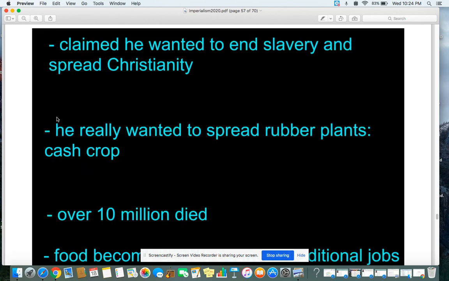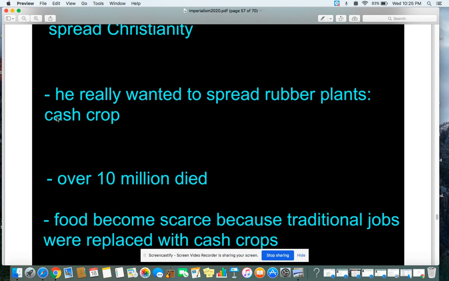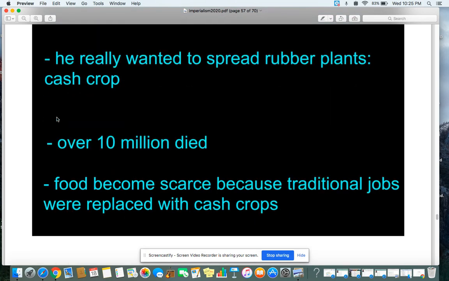So yeah, he claimed he wanted to end slavery and spread Christianity. What he really wanted to spread was rubber plants because it was a cash crop. He wanted to make money. But in doing this, they estimate around 10 million people died in his quest to get rubber plants. It was awful what they did. They'd burn down villages. They'd shoot people. The food became scarce because they were having to go find cash crops. So people who had been farming and farming were told, no, you need to go get rubber out of the trees in the forest, and if you don't, we'll throw your family in jail. We'll hurt your family. We'll hurt you. And so all these farmers and other people had to go get cash crops.